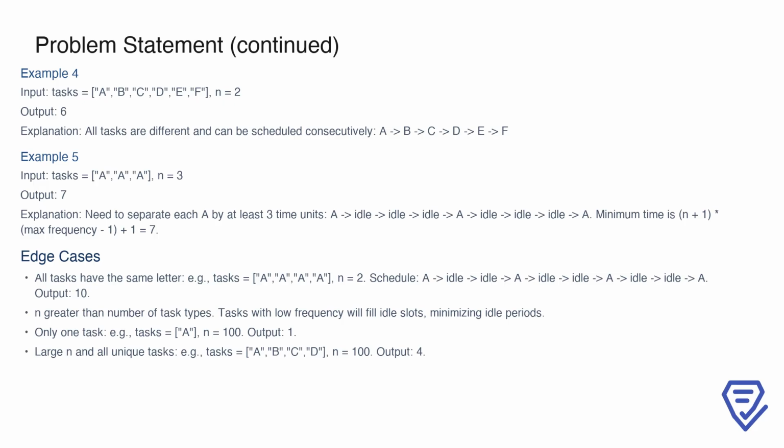Other critical edge cases include when all tasks are identical with n larger than 1, pushing idle time up to maximize CPU waiting periods. If n exceeds the number of distinct tasks, less idle time is needed, as lower frequency tasks can occupy idle slots. For a single task input regardless of n, only 1 unit is needed. If n is large but tasks are all unique, you still only require as many units as tasks available. These examples illustrate the paramount role frequency and cooldown play in constructing the optimal schedule in LeetCode Problem number 621.